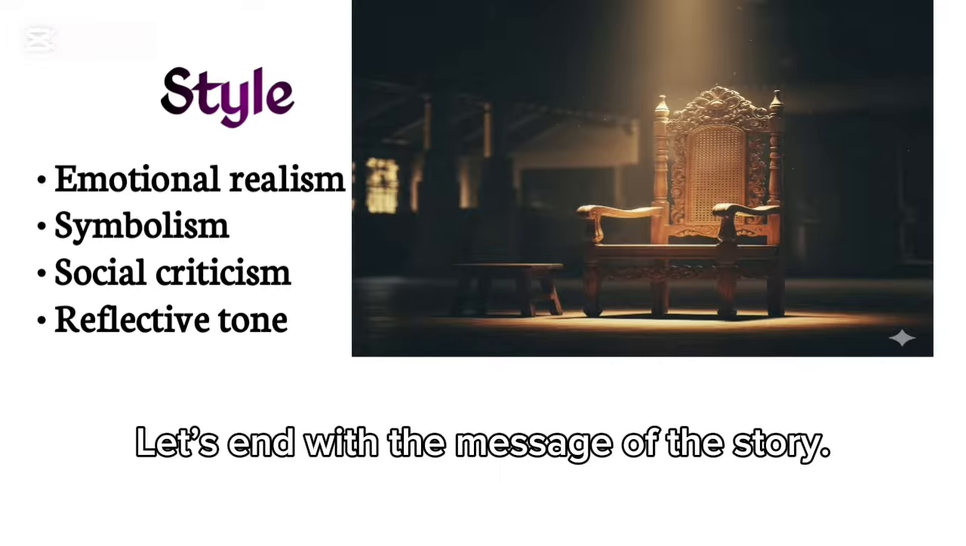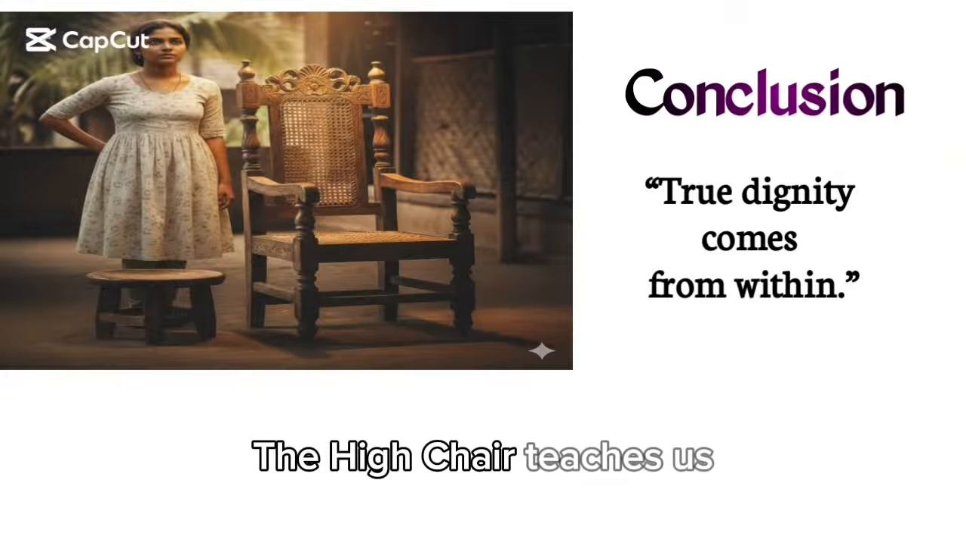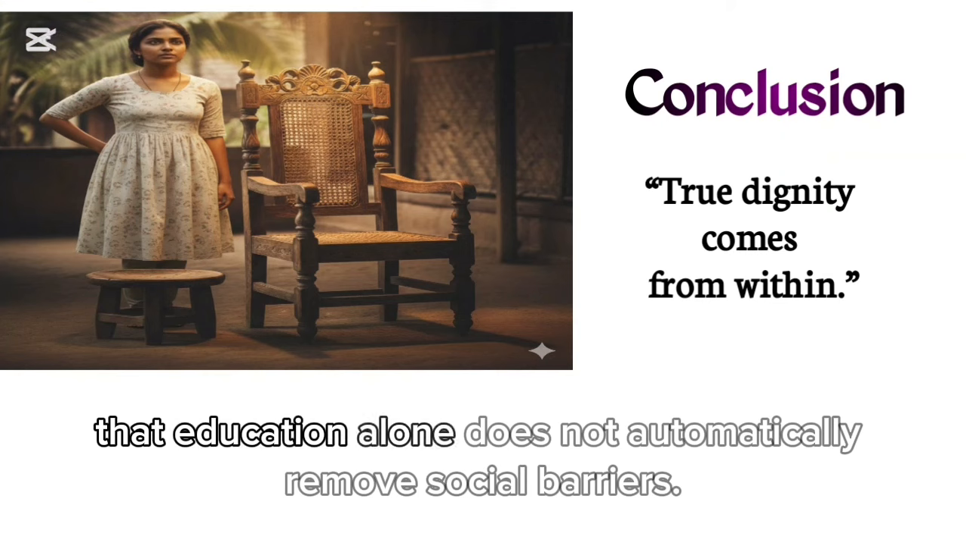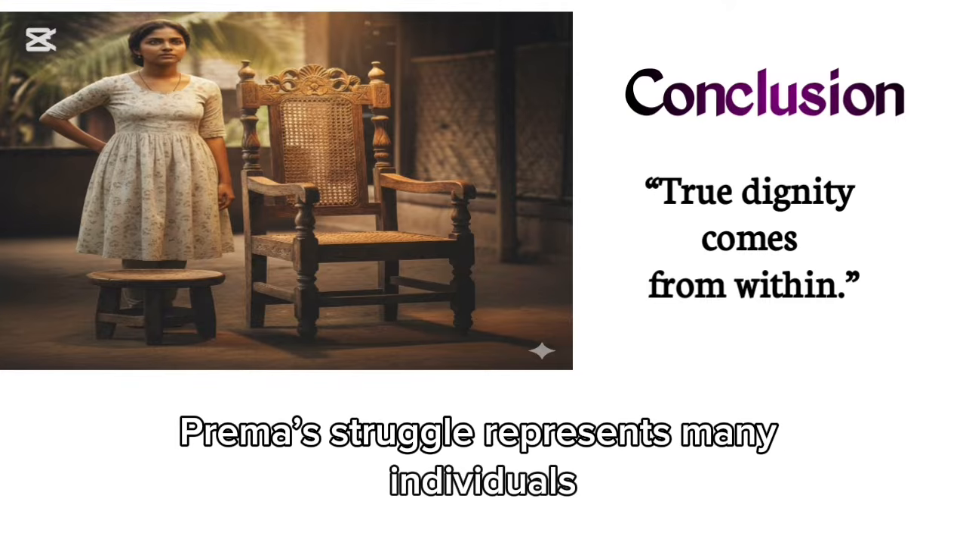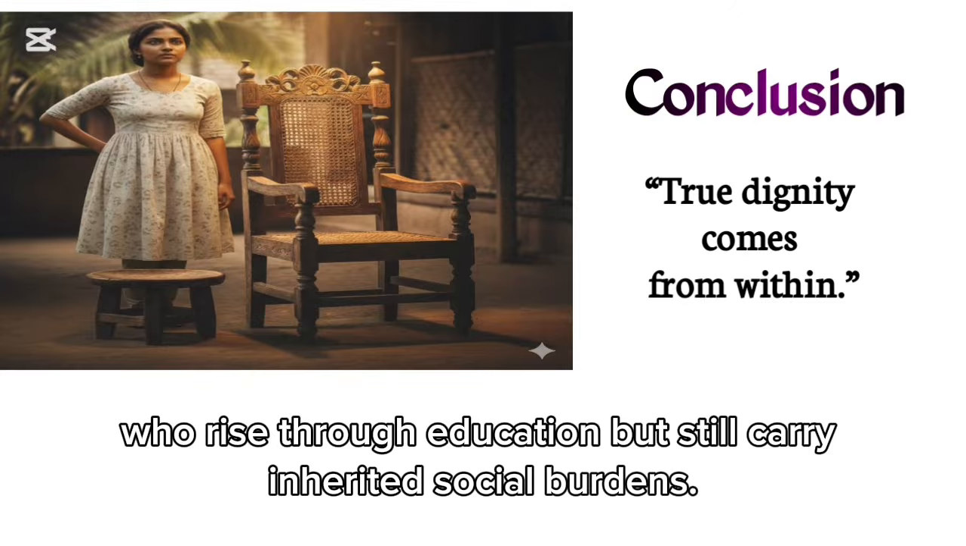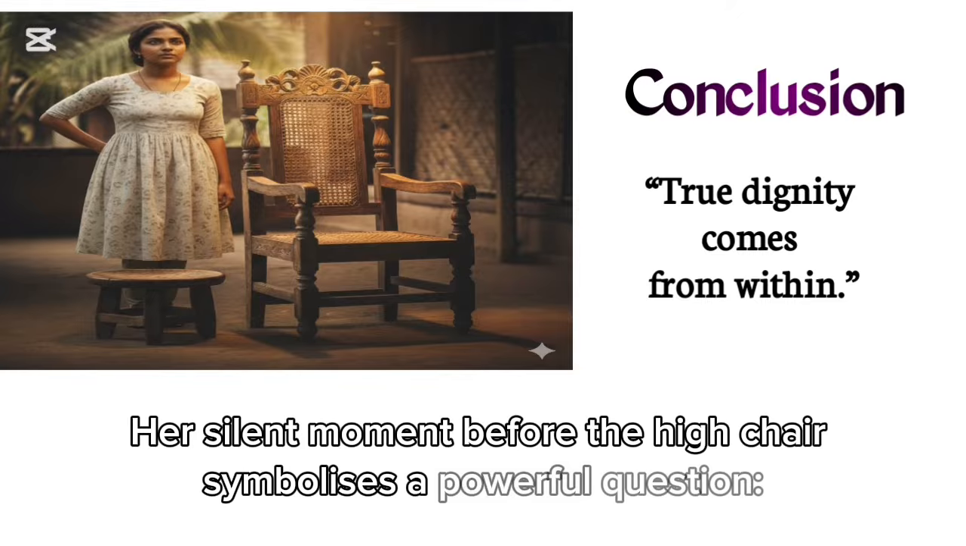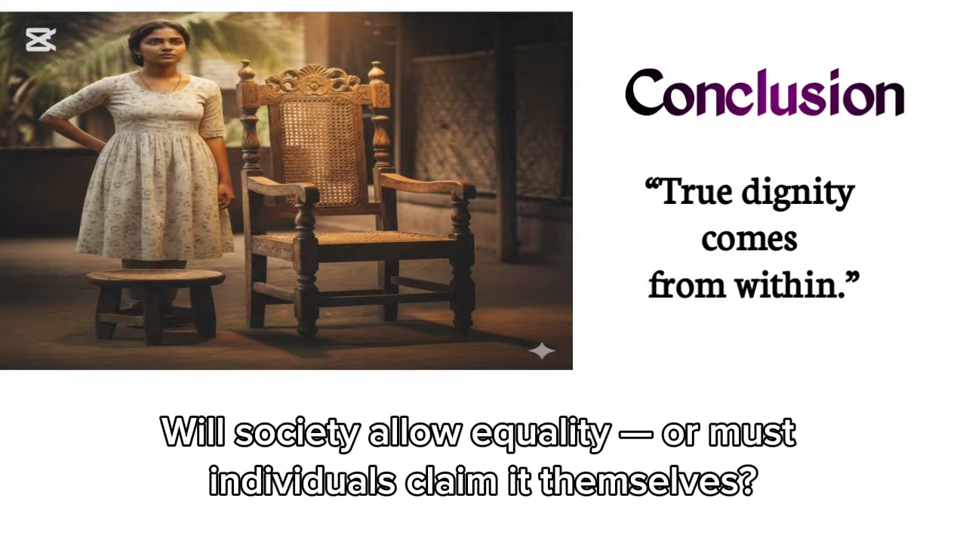Let's end with the message of the story. The high chair teaches us that education alone does not automatically remove social barriers. True dignity must be claimed internally. Prema's struggle represents many individuals who rise through education but still carry inherited social burdens. Her silent moment before the high chair symbolizes a powerful question. Will society allow equality, or must individuals claim it themselves?